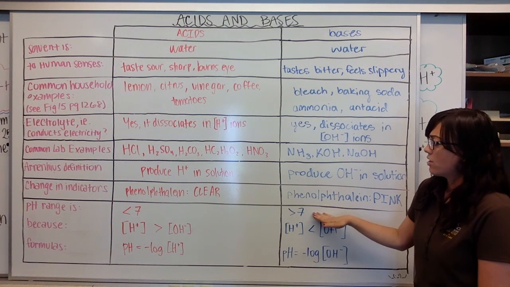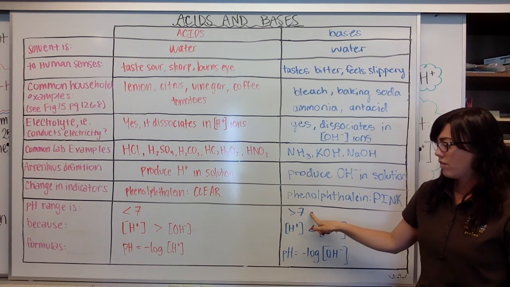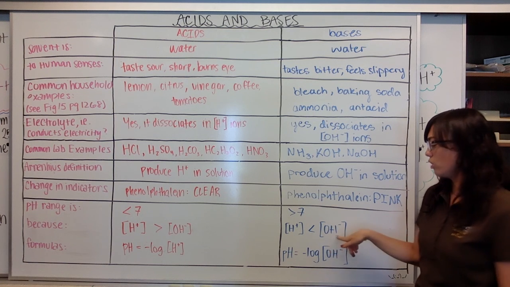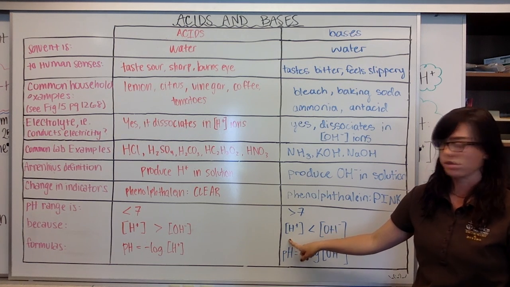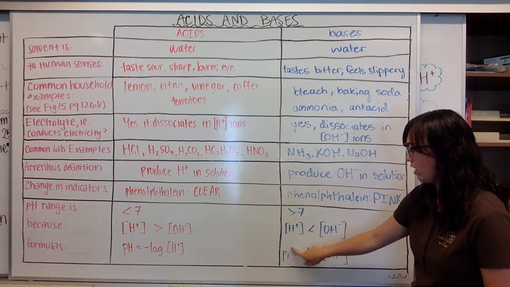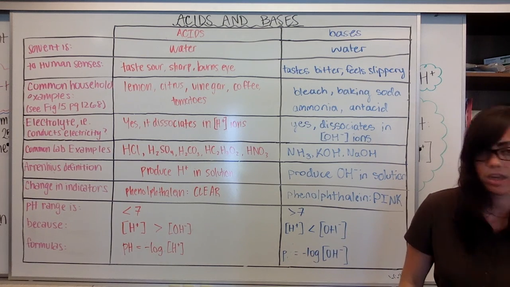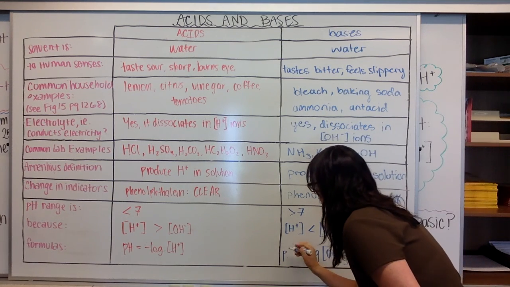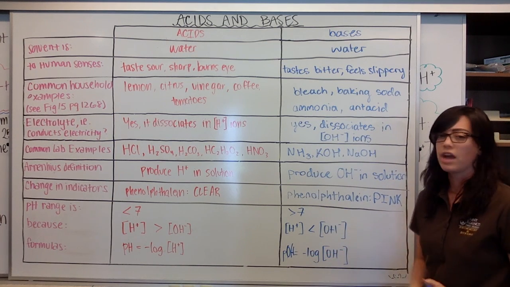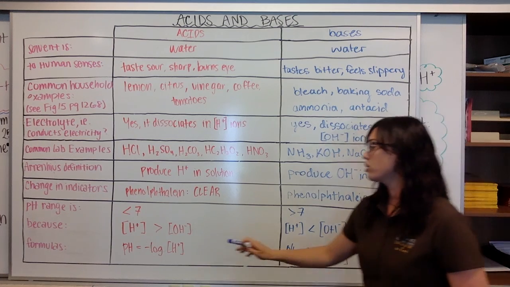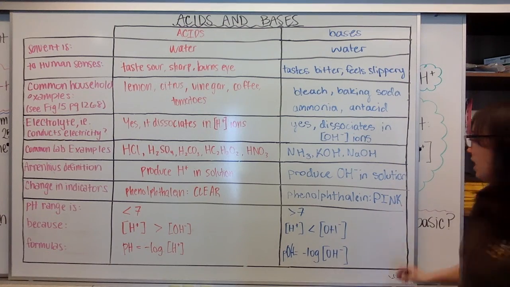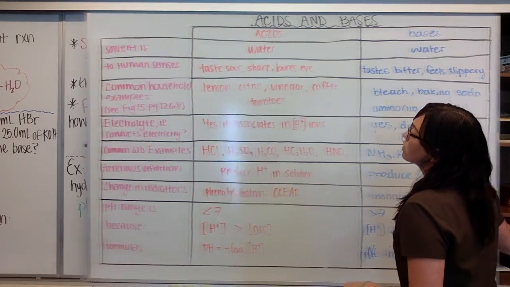Now, bases, on the other hand, have a pH greater than 7. And that is because the hydroxide concentration is larger than the hydrogen ion concentration, and our pH is our pOH, this should say. Our pOH for this is going to be equal to the negative log of the hydroxide ion concentration. So we're actually only going to be looking at and using this formula to calculate the pH, which we're going to learn about right now.